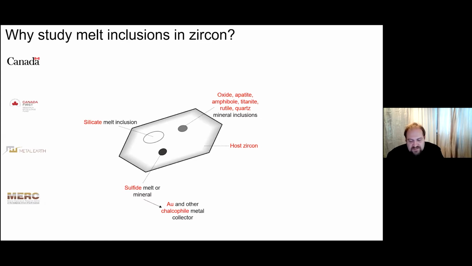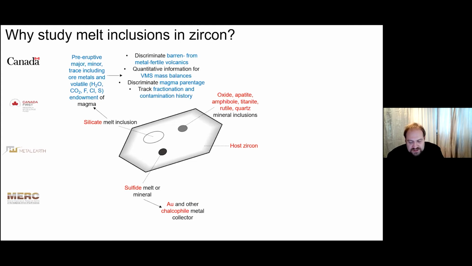From these, we can derive information about the metal content, the major and trace element content, and volatile content of the magma, including magmatic metal tenor. And also we can derive information about magmatic sources, identify processes like differentiation and contamination, and then we can reconcile that data with bulk rock data.